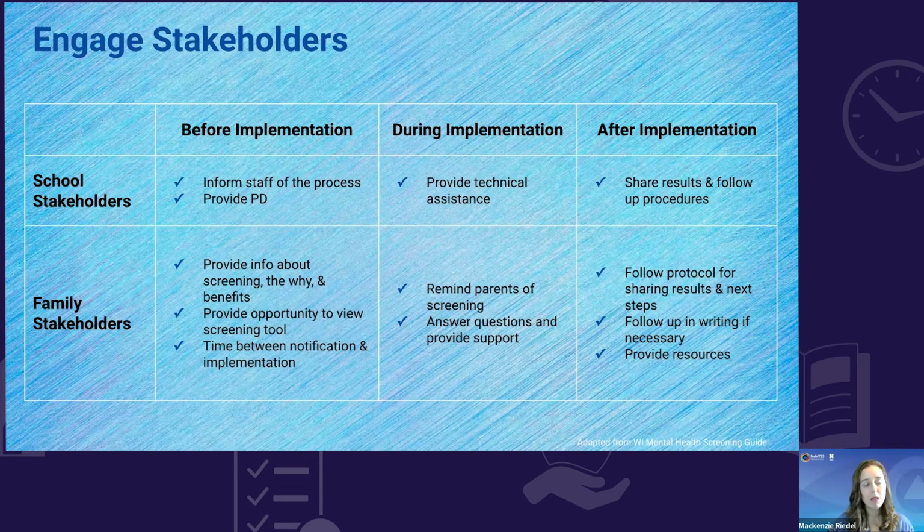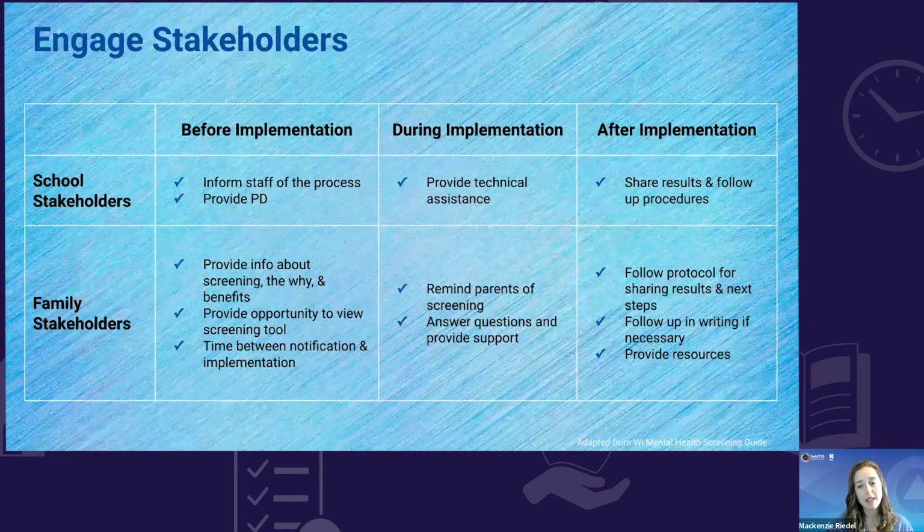And then after implementation, you want to share results with your school stakeholders and any follow-up protocols. This doesn't necessarily mean you have to tell every teacher what students are getting, what intervention they're getting, but maybe talk to them about the specific students that impact them. You could also share school-wide that base rate data, how many students are at risk and how we're going to approach supporting them. And that might also mean beefing up your tier 1 support, which would impact all staff.